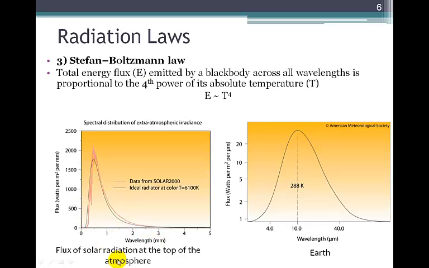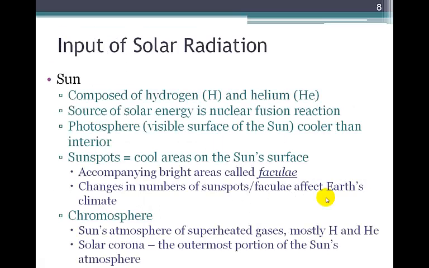On the right we have the same thing for the Earth. Notice the x-axis now is in micrometers. The temperature of the Earth is much lower, and so the energy distribution is over a lower portion of the spectrum. The sun is composed primarily of hydrogen and helium, and the energy that the sun generates is from nuclear fusion. So there's a lot of nuclear explosions happening on the sun that keep it hot and send its energy to us on Earth.